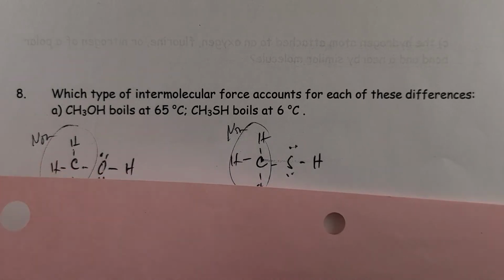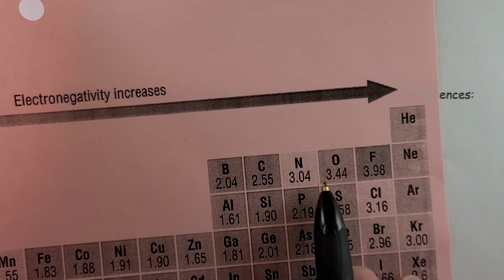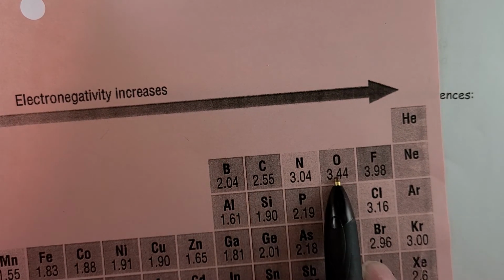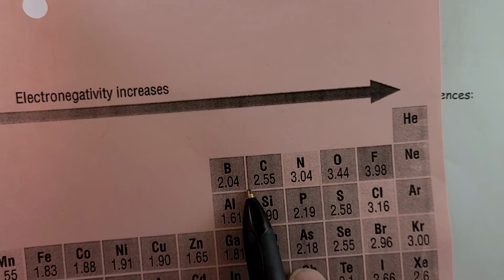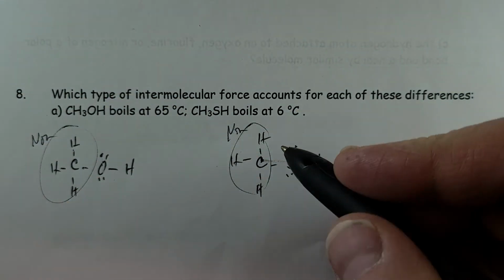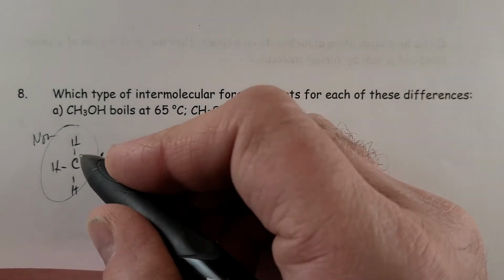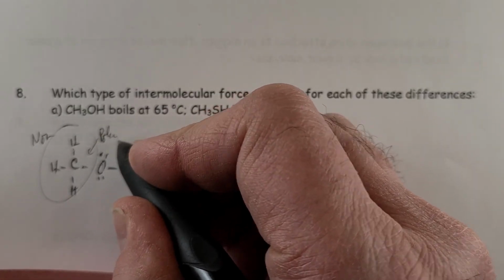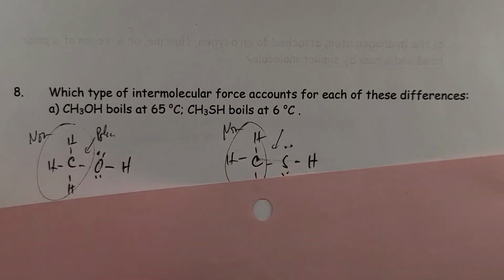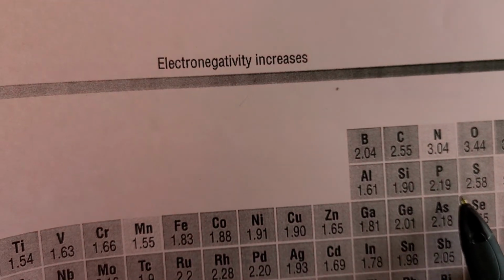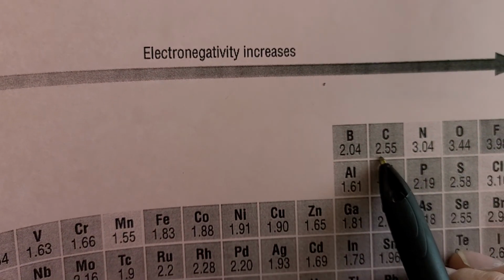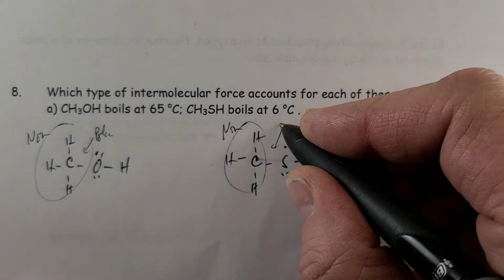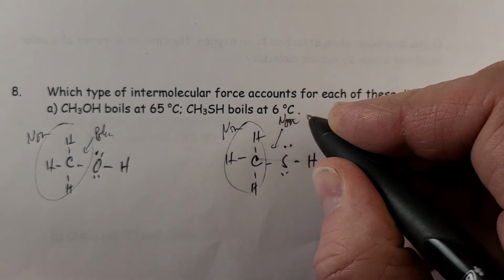What about C and O? C and O, that will be polar. 3.44 subtract 2.55 will be greater than the 0.4. So that's going to be a polar bond over here. And over here, S and C, 2.58, 2.55. So that is going to be non-polar. So that kind of tells you the answer right there.